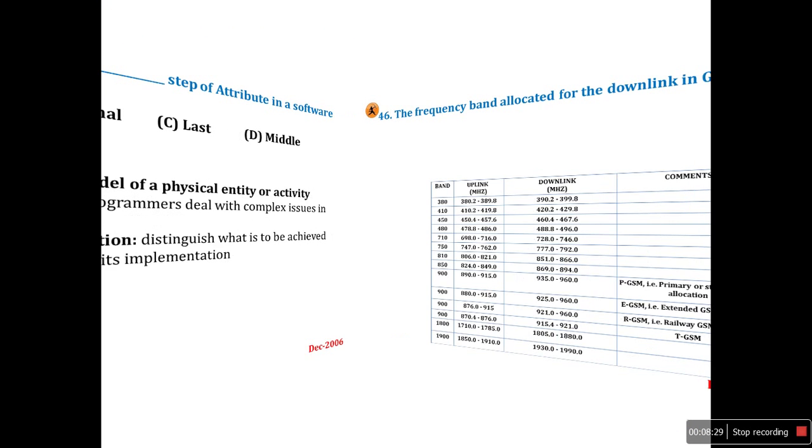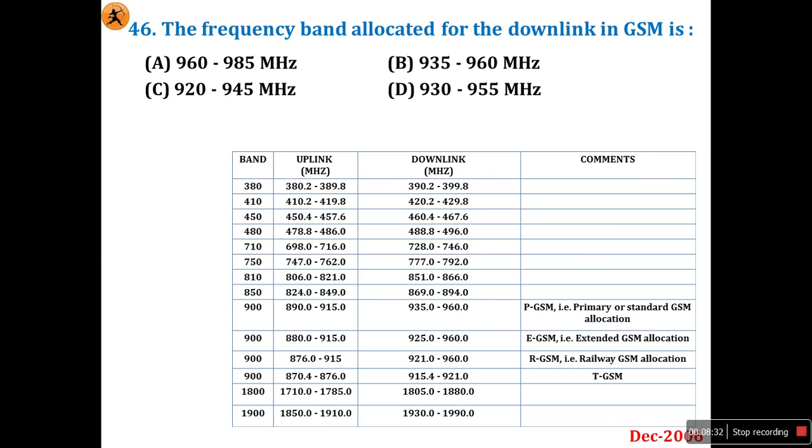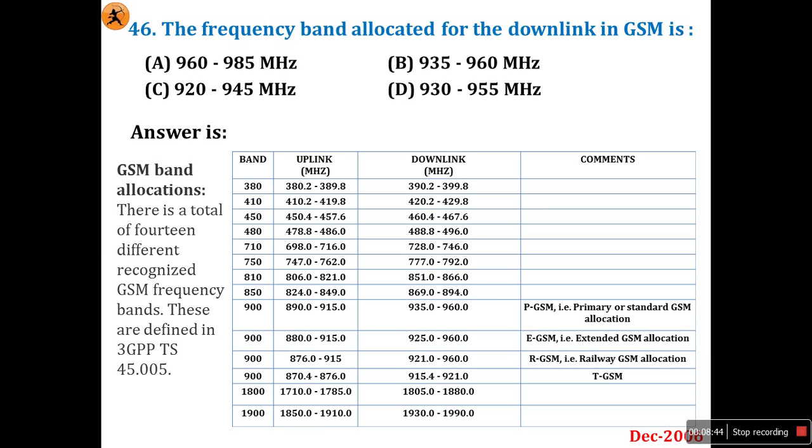Now look at the next question, it is already displayed. Frequency band allocation for the downlink in GSM. Already I have listed all the GSM frequency band allocations. There is a total of 14 different recognized GSM frequency bands. These are defined in 3GPP TS 45.005 for the 14 band allocations. These are the uplink frequencies, and these are the downlink frequencies.